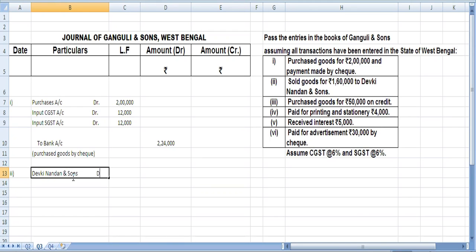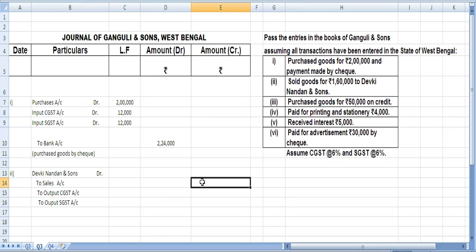We are going to debit, and sales will be credited according to the nominal account. Sales will be credited. So here to sales account, and then when we sell we get back our GST. So we have here to CGST account, to output SGST account.